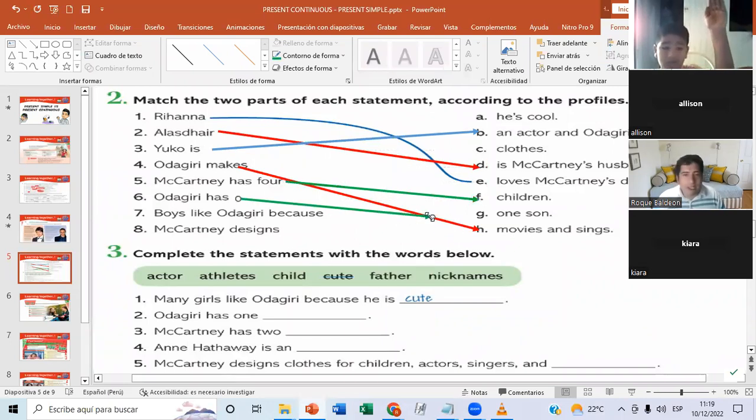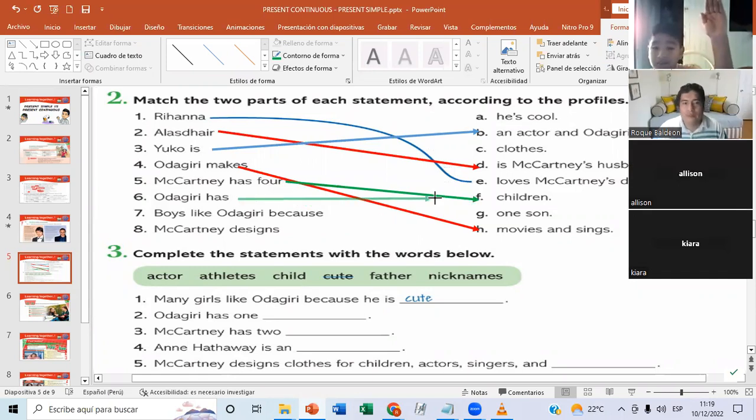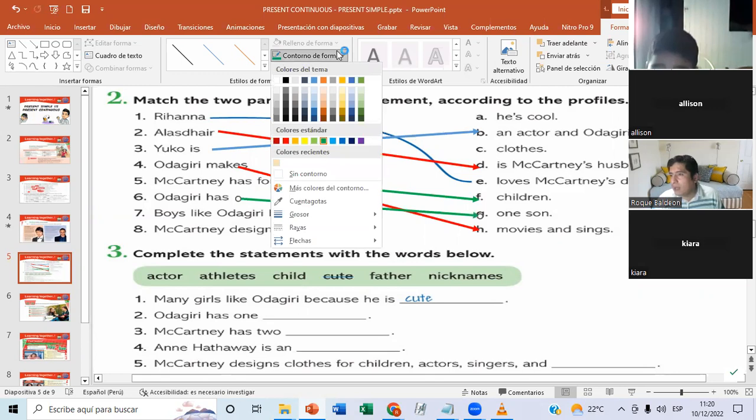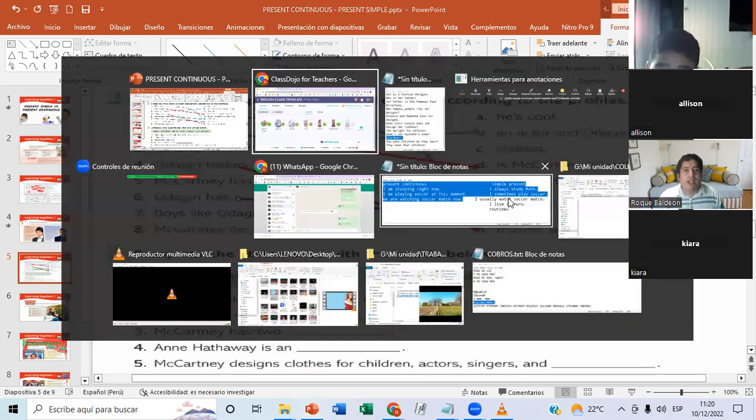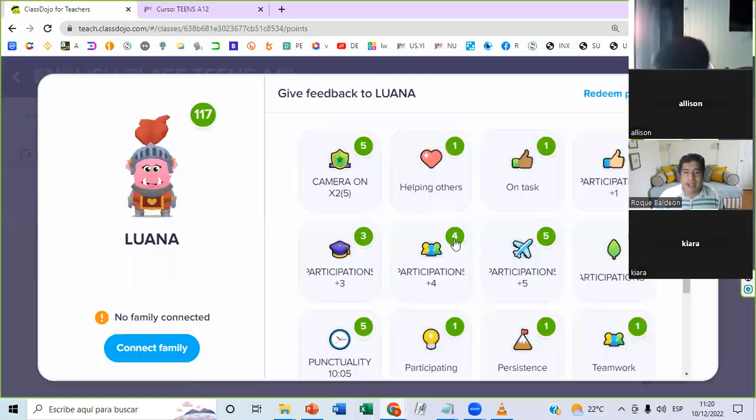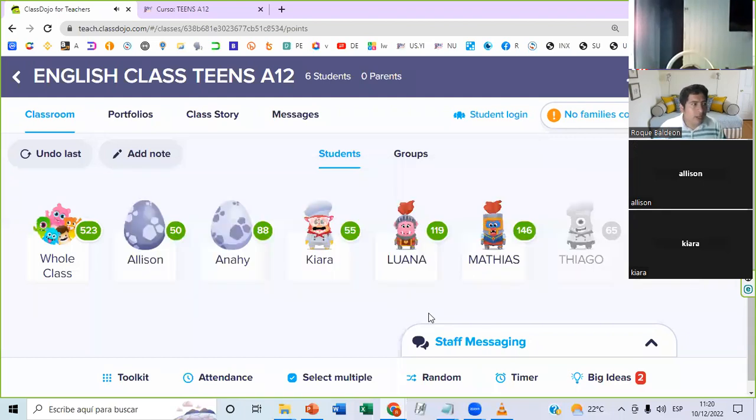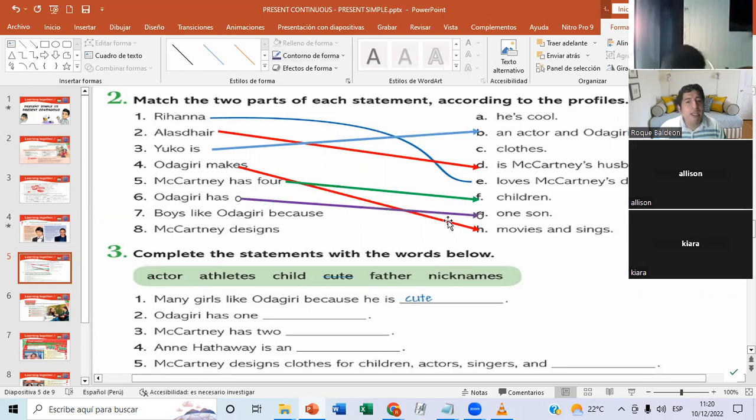Odagiri has, ahora acá veo a Matías. Odagiri has... Teacher, no. Odagiri has... Tell me, Alison. One son, very good, awesome. Very good, Alison. Teacher, no lo dije. Luanita. Ah, very good, Luanita. Awesome. Excellent. My gosh. Be careful con Luanita, students. Que Luanita va con todo. Very good. Odagiri has one son.